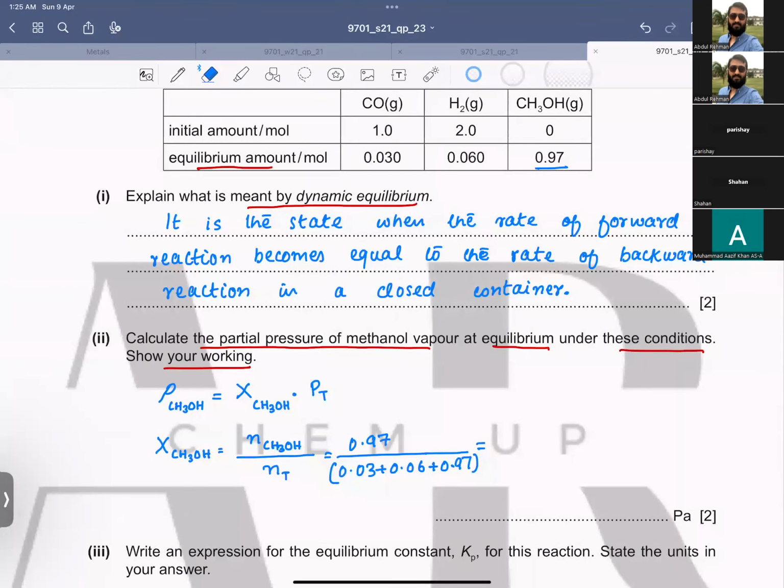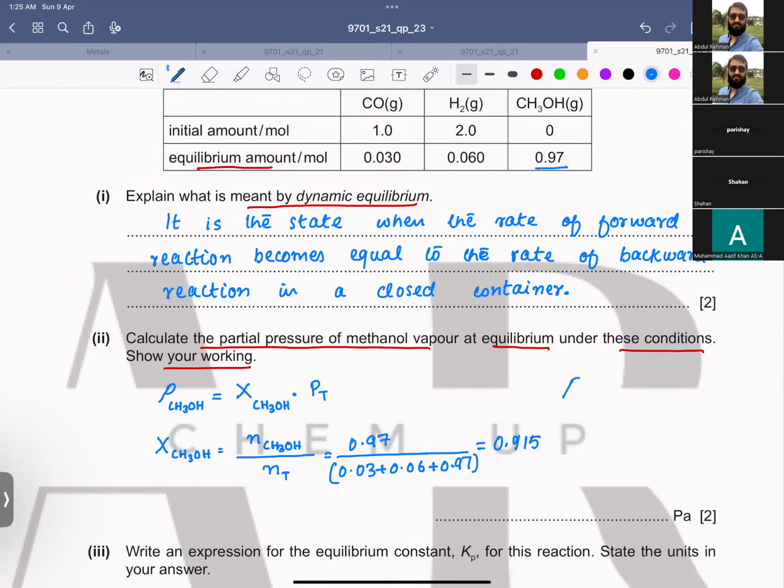Sir, 0.915. 0.92 answer. 0.92. Two significant figures में आप जा रहे हैं, it would be wrong. Shahan, 0.915. Okay, so we got the mole fraction.